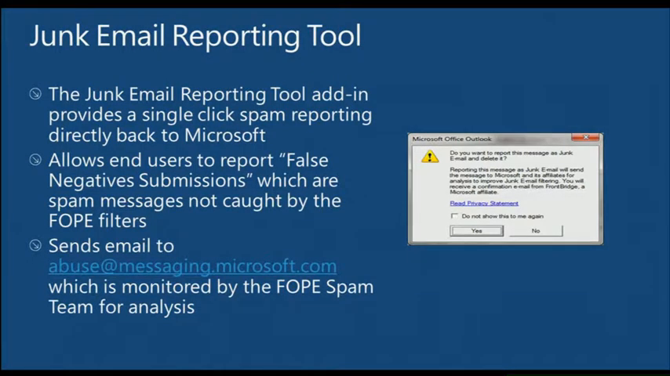So we've talked about this already and covered it a little bit, but this just gives you a few more details. Basically, when you do the right-click and say, I want to report this as junk, you get the pop-up window there, which really just asks, do you want to report this, and explains that it's going to package up the headers and send those off to Microsoft to help them improve the service.